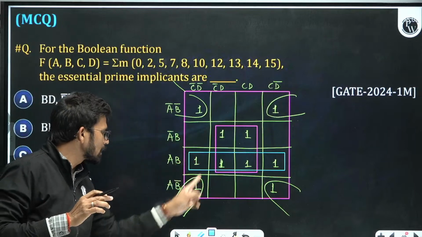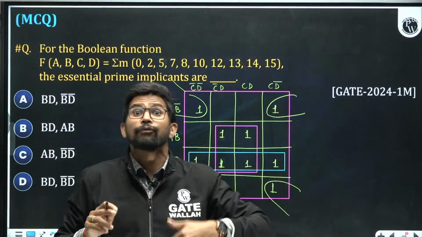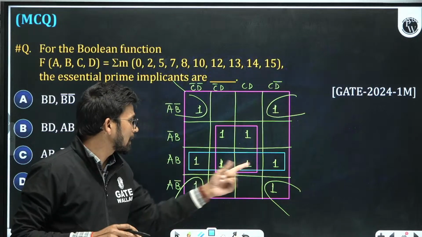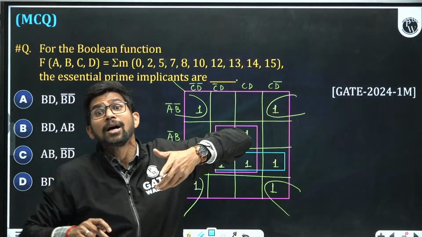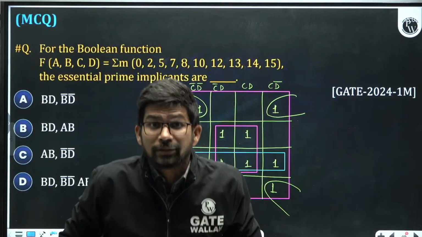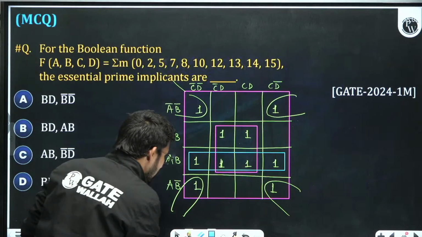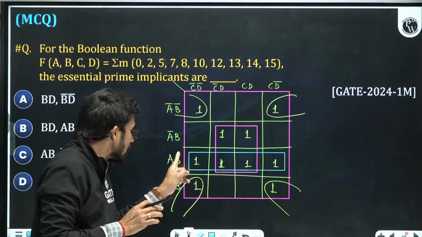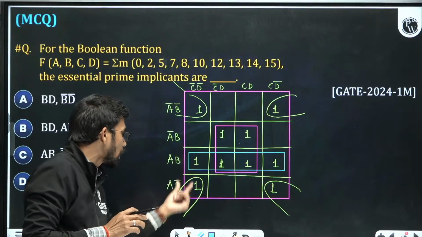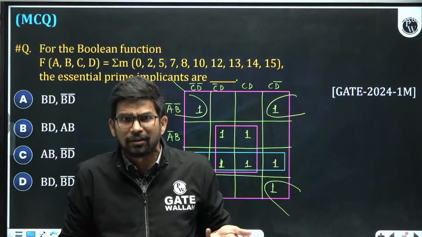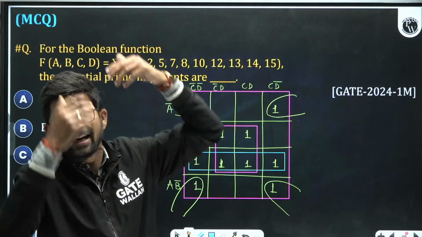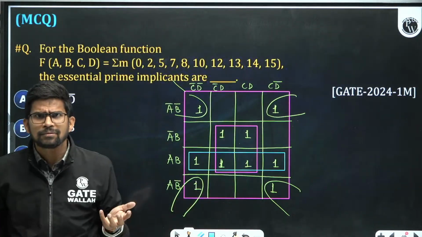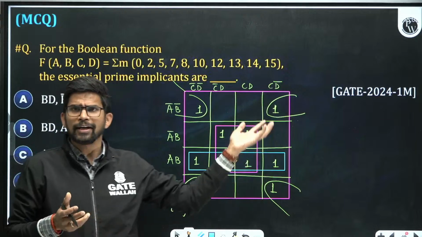So you cannot make this quad if you are solving it for a K-map solution. But this quad is a prime implicant because it cannot be combined to form a bigger group, which is an octet. You have already found out that this quad is also possible, and this quad cannot be combined further to form an octet, because an octet is not possible here in any case. Total 8 ones are not there.